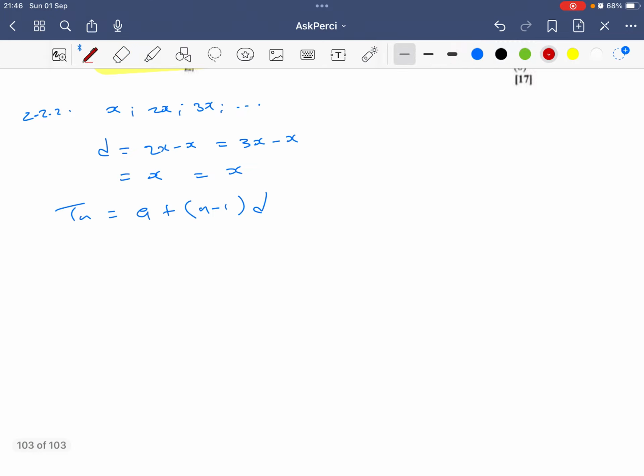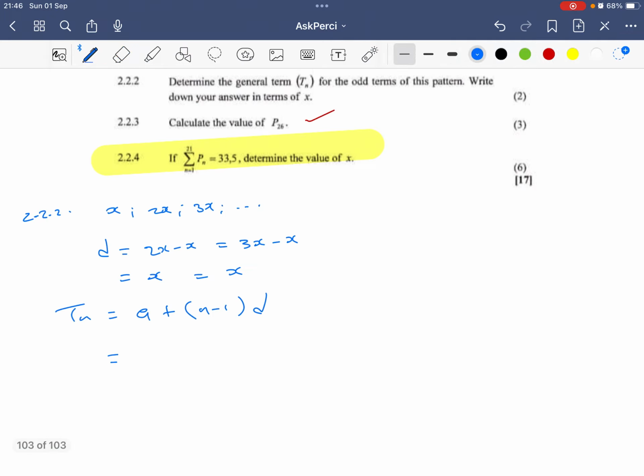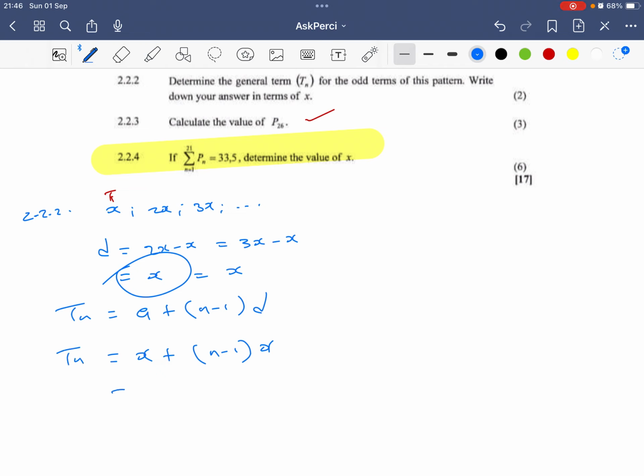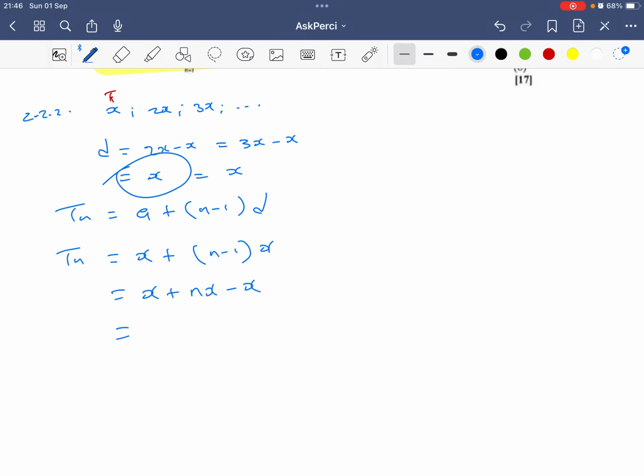However, now we've discovered that it is an arithmetic sequence. Therefore, a is your first term, and in this case the first term is x. So Tn is x plus n minus 1, and d, we've discovered that d is x. So this is x, d is x. If you simplify this, n times x is nx, negative 1 times x is negative x, and x minus x is 0, so you end up with nx. So Tn is equal to nx.